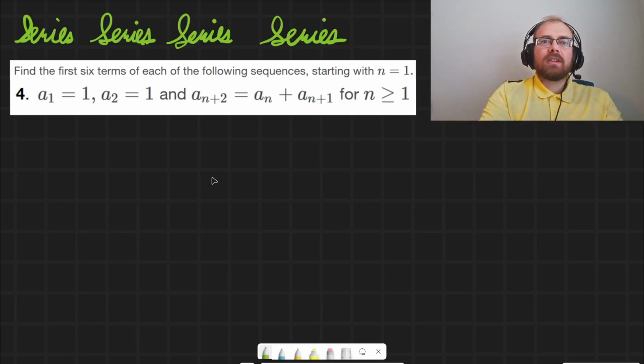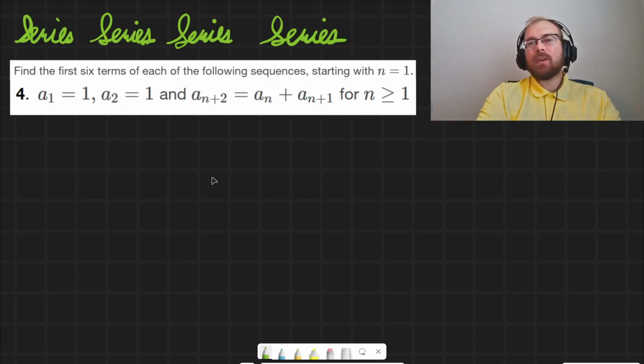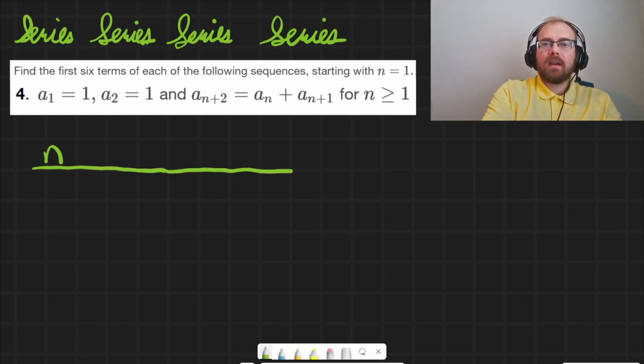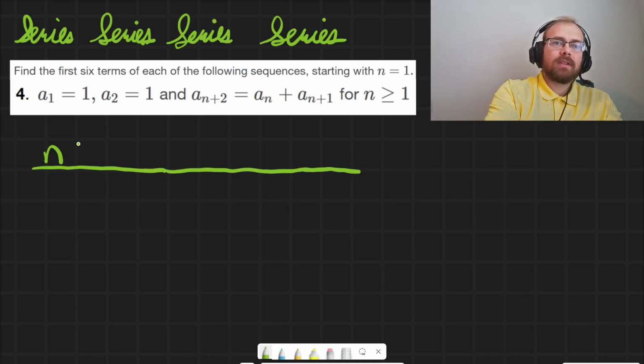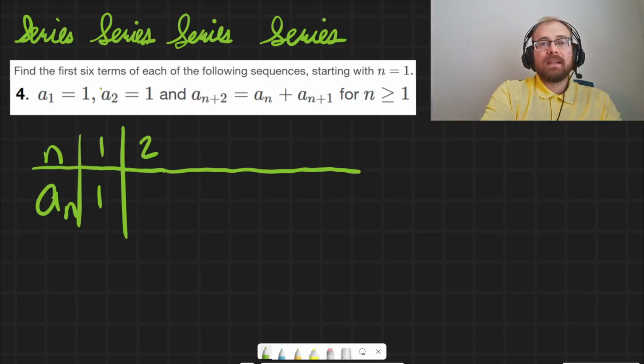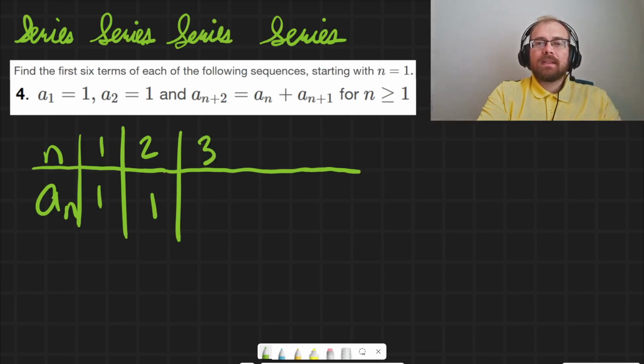Find the first 6 terms of each of the following sequences, starting with n equals 1. They give us the first 2 terms, which is nice of them. And then we have to follow the equation to get the rest of them. So if n is 1, then they tell us the first term is 1. What about if n is 2? Well, if n is 2, then the second term is also 1. And what about when n is 3? Okay, so this is where it gets interesting.